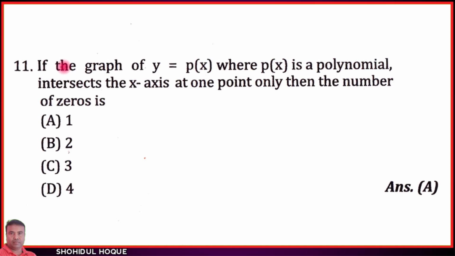Next question number 11. If the graph of y equal p(x), where p(x) is a polynomial, intersects the x-axis at one point only, then the number of zeros is option A 1, option B 2, option C 3, option D 4. Correct option A 1. Remember, if it touches or intersects the x-axis one time, then the number of zeros will be 1. If it intersects two times, then the number of zeros will be 2. This is the clear concept.